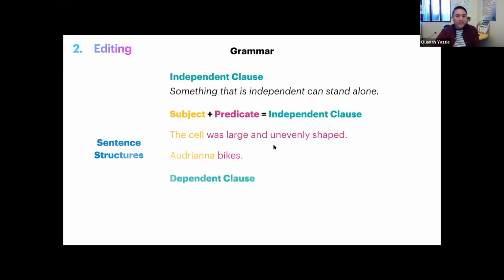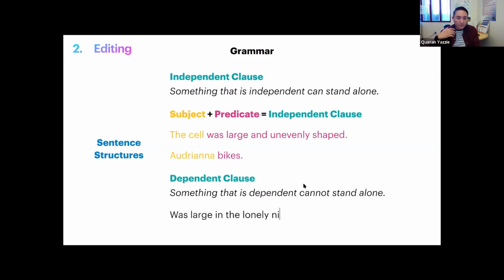And when we look at dependent clauses, if we think about the word dependent, it's just something that is dependent. It cannot stand alone. And this will get relevant in a bit. Why are we thinking about why independent can stand alone and dependent cannot stand alone? So if we're looking at dependent clauses as an example, "was large in the lonely night."